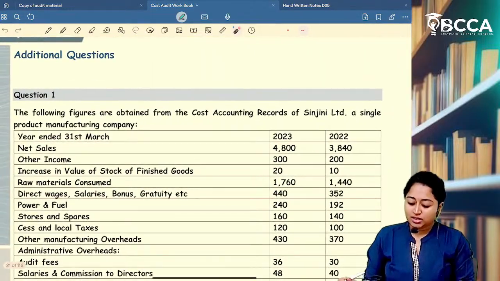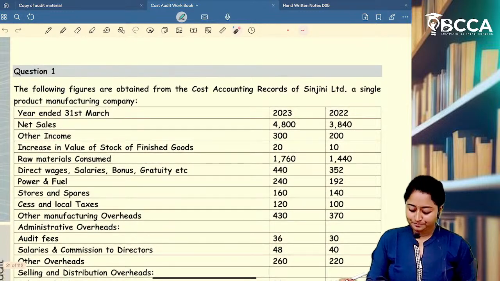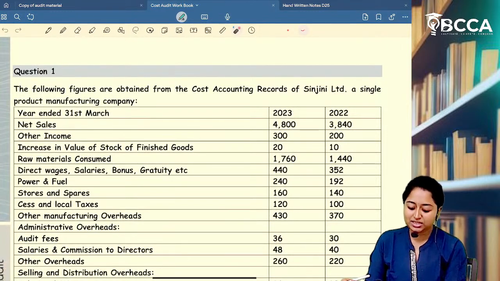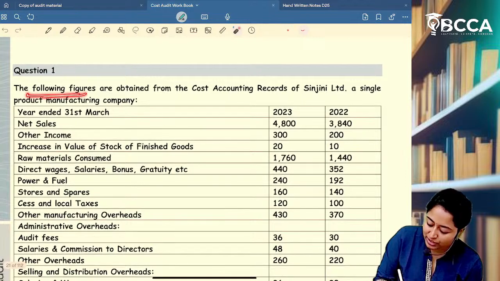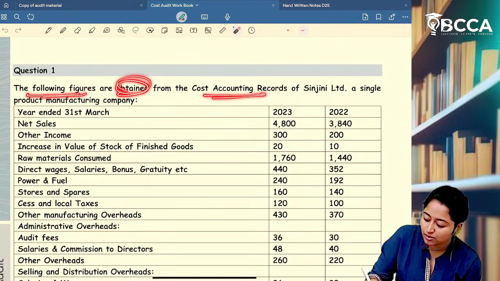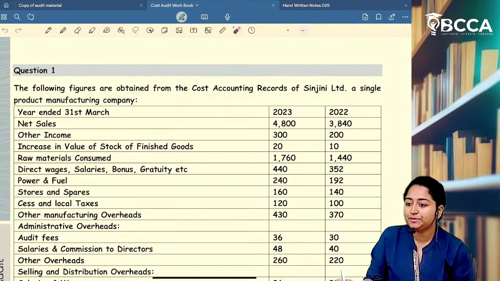Now, additional question number 1. What has been asked here? We'll see this. The following figures are obtained from the cost accounting records of Sinjini Limited.